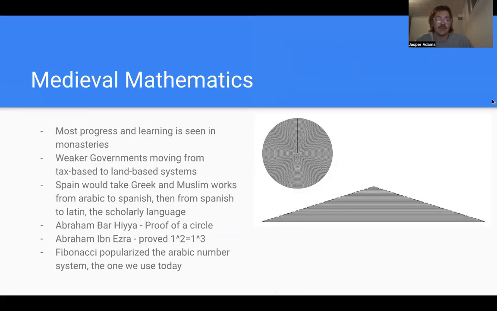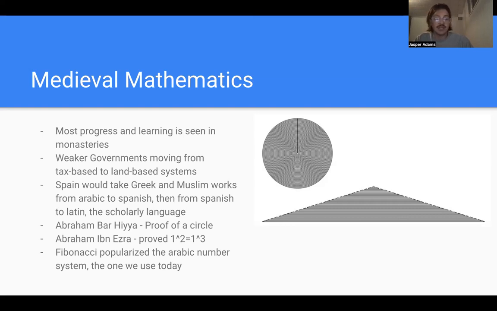Then moving on to our final one of medieval mathematics. There's not a lot of ability and a lot of financial freedom to be moving around and just to study. So we see a lot of the progress and learning coming from monasteries and people who aren't doing a whole lot else besides devoting their life to learning or to spiritual things. We are also seeing weaker governments moving from tax-based to land-based systems. Could be evident or promoting more interest in geography as we start to get into times where learning is picking back up and we're growing to become more interested in intellectual things.